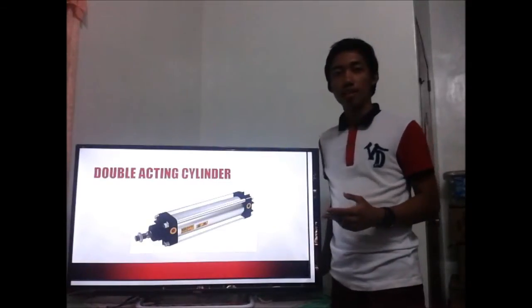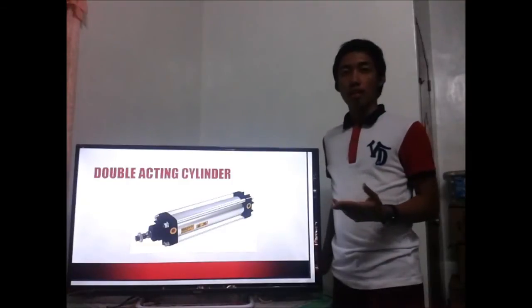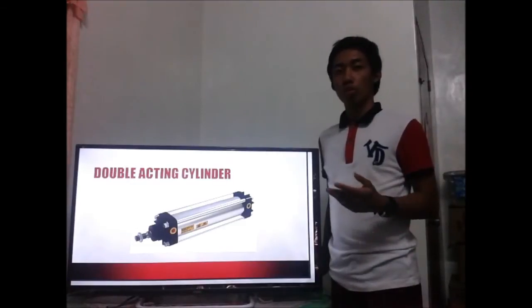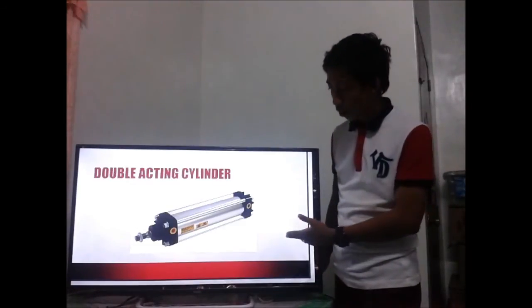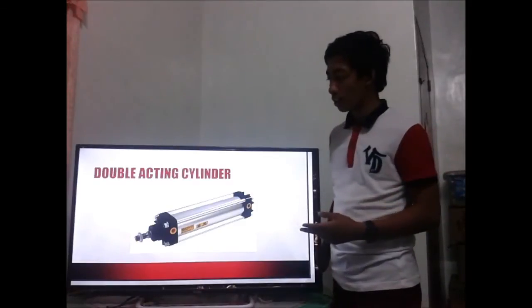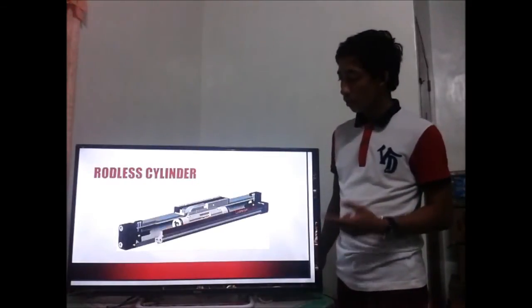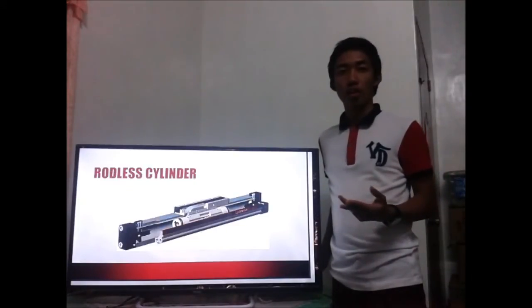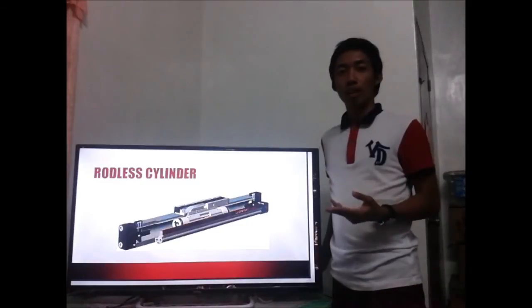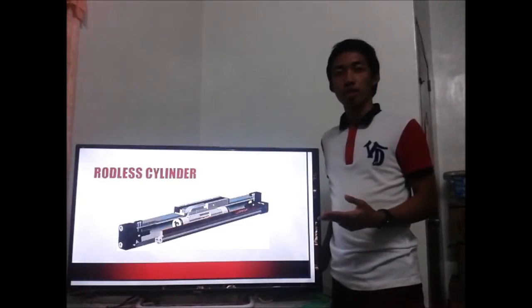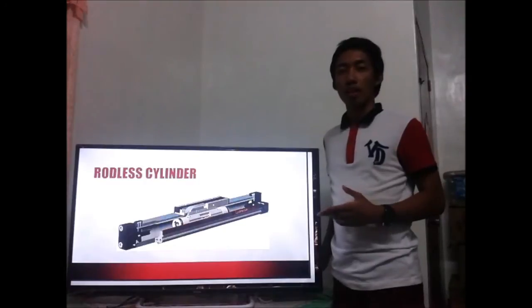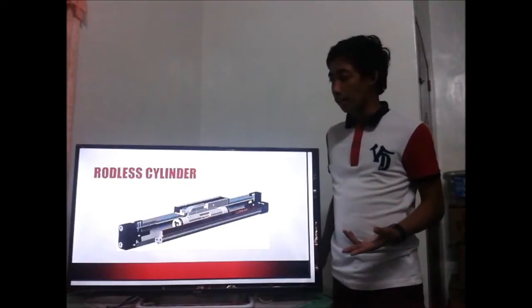Next is the double acting cylinder. The force exerted by compressed air moves the piston in double acting cylinder into two directions. This is the example of double acting cylinder. Next is the rodless cylinder. Actuators that use a mechanical or magnetic coupling to impact force, typically to a table or other body that moves along the length of the cylinder body but does not extend beyond it.